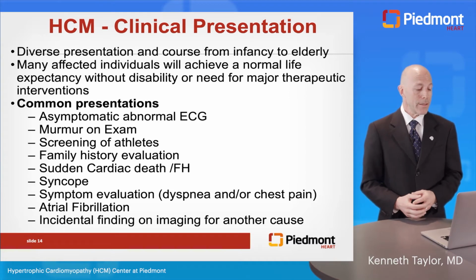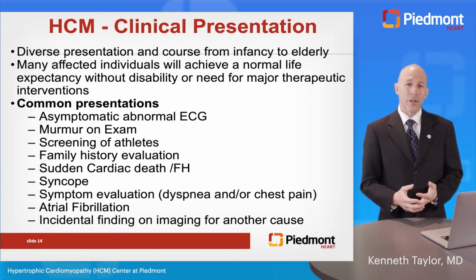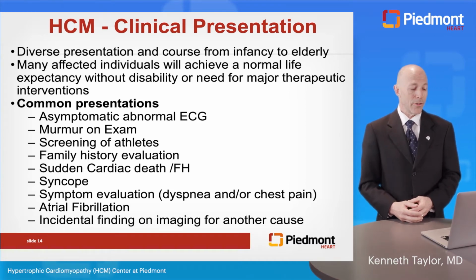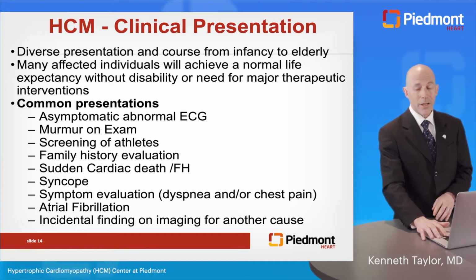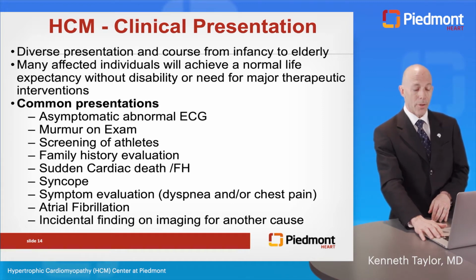program for athletes, a family history evaluation if a family member has been diagnosed with the disease, either a family history of sudden cardiac death or syncope either in the patient or the patient's family, symptom evaluation for shortness of breath or chest pain, atrial fibrillation, and oftentimes as an incidental finding for imaging for another cause.